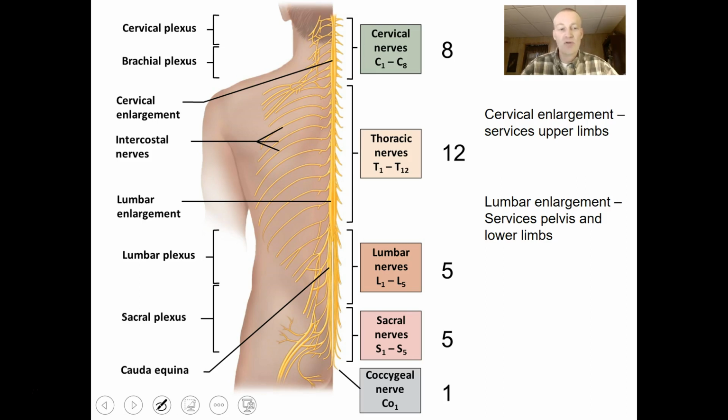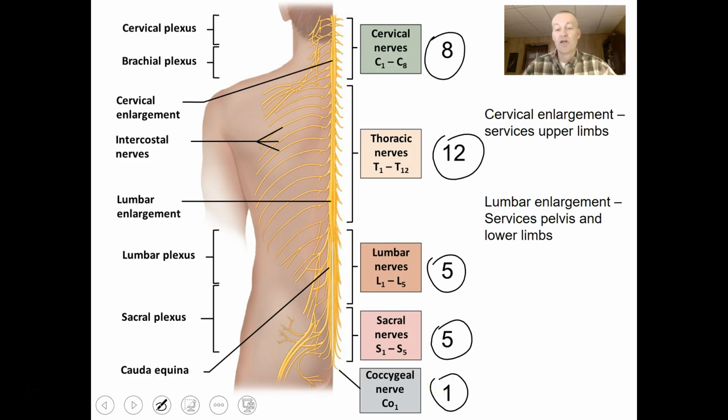So here are your 31 segments. You have 8 cervical nerves that service the neck muscles and the arms. We have 12 thoracic nerves that service, as you can see there, the thoracic region of your body. You have 5 lumbar nerves that service your lower back region and even extend down into your legs. The sacral and coccygeal nerves service lower regions of the body as well.